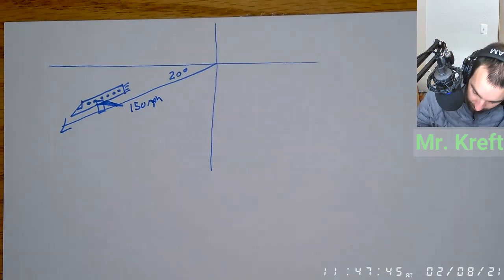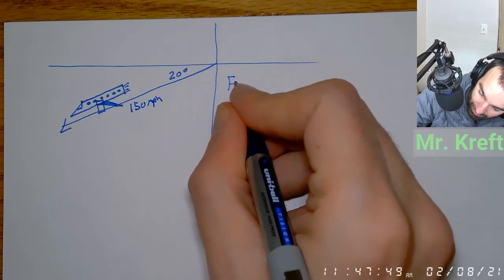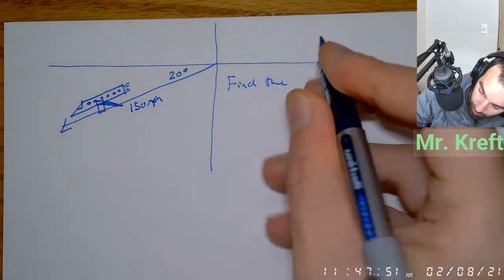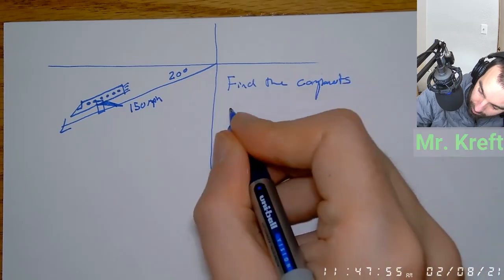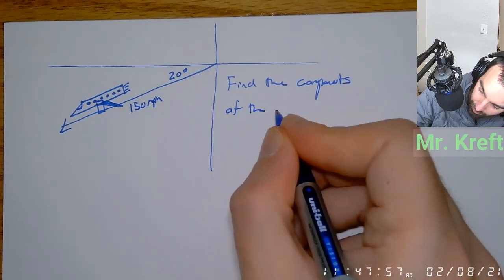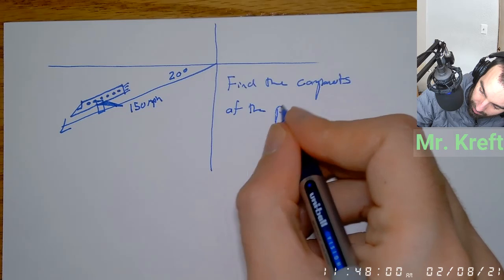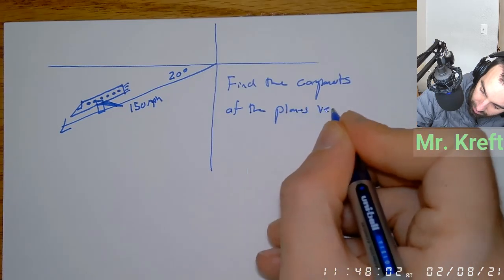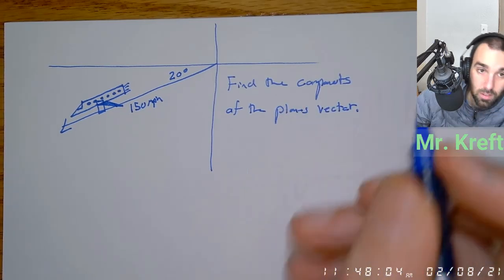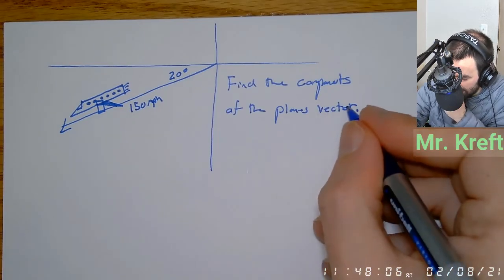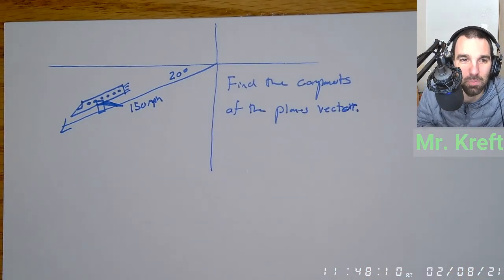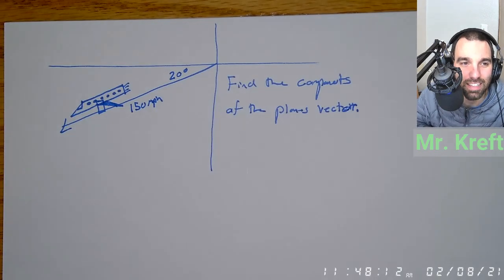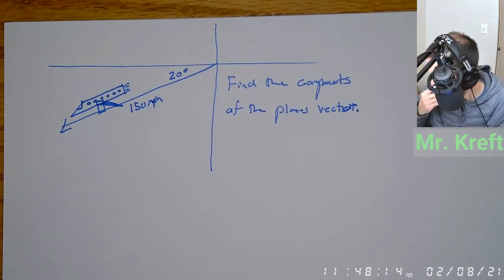That's its magnitude. So what we're going to do is find the components of the plane's vector. Oh my gosh, my handwriting is so bad. My hands are so cold that they're cramping up. Find the components of the plane's vector.